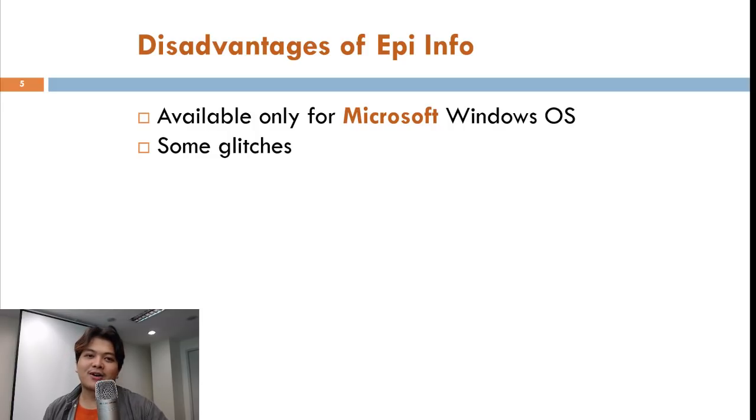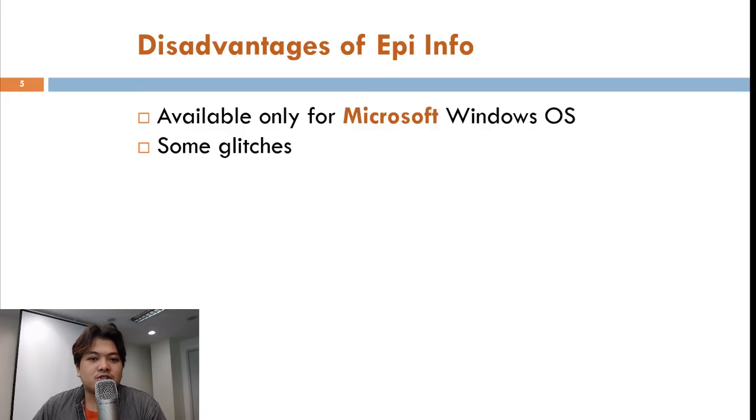Now we've talked about advantages. How about the disadvantages for Epi Info 7? Well, one big disadvantage is that it's only available for Microsoft Windows OS users. So if you're a Mac user, if you're using Linux or other operating systems, sorry to say, but there's currently no available Epi Info 7 software for that.